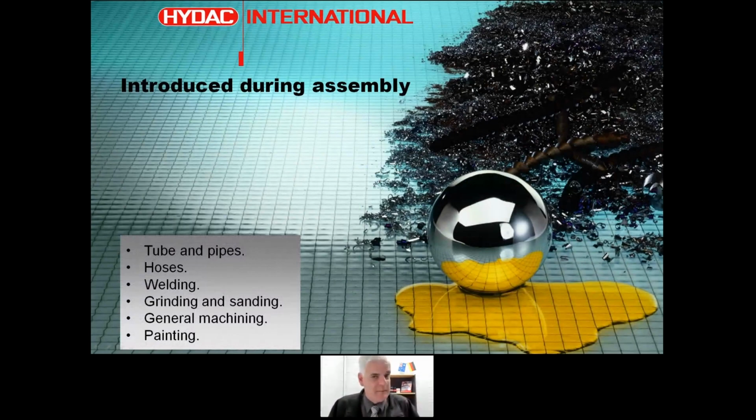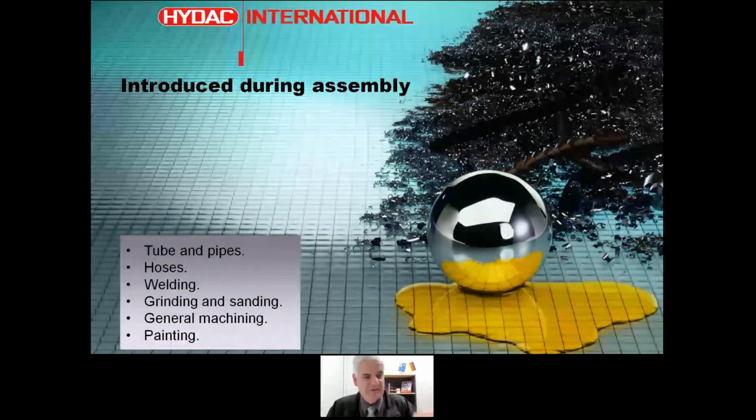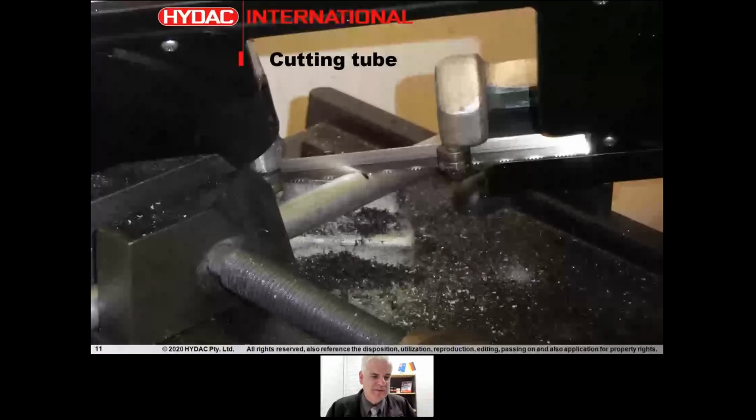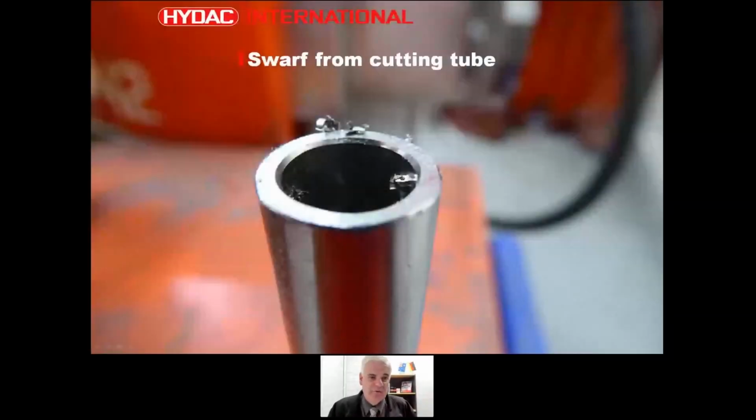So a lot of the contaminants in the system can be introduced during the assembly of that system through tubes and pipes, hoses, welding, grinding, sanding, general machining, painting, as I said. So we're going to be cutting tube. There's a lot of swarf involved in that. It's absolutely critical that these large chunks of steel are going to be excluded from our system.